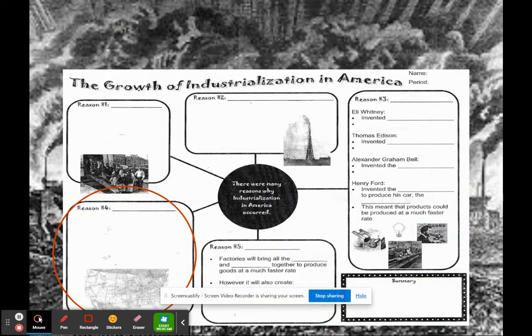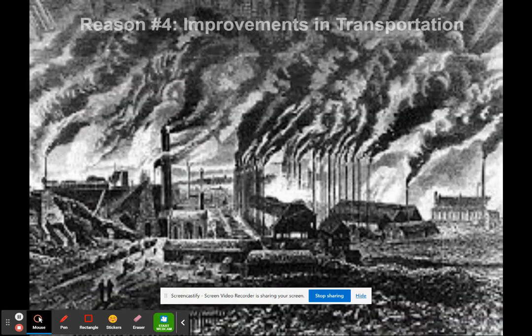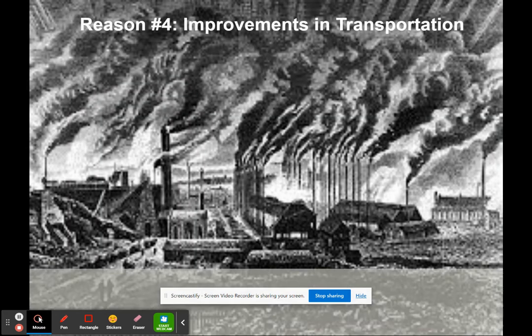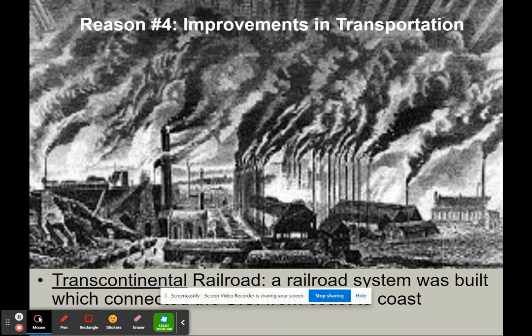So now we're on to reason number 4. Another reason was improvement in transportation. The Transcontinental Railroad was a railroad system that was built to connect East Coast to West Coast.